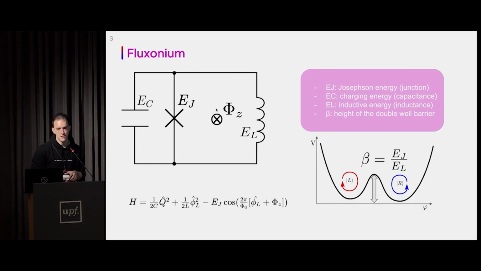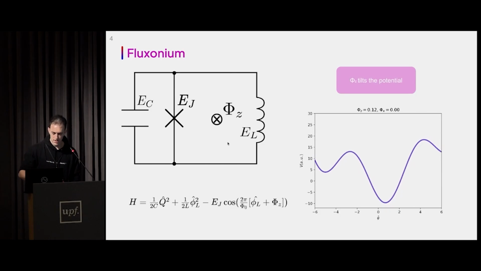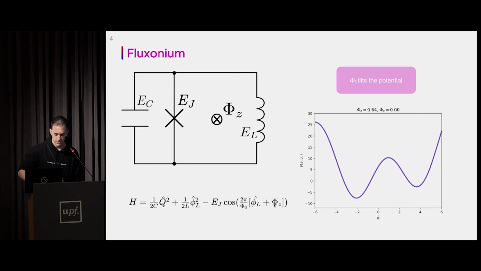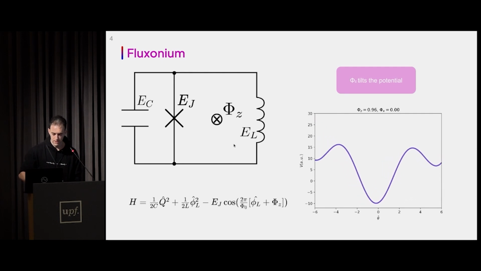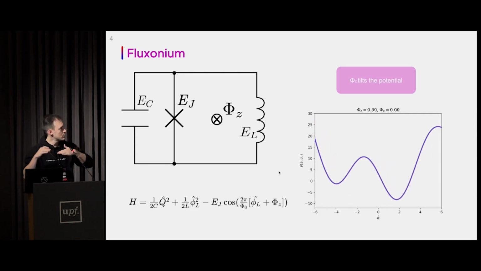If you were in superconducting physics 101 back in your bachelor's, you probably heard that when you have a magnetic flux threading a superconducting loop, this induces some persistent currents. So by controlling the external flux threading the fluxonium loop, we can tilt the potential because, as we said before, the potential energy is just these two terms. If we change this external flux, we'll be adding a phase to this term. So the cosine, the term that we are adding on top of the parabola, will be shifting in phase.